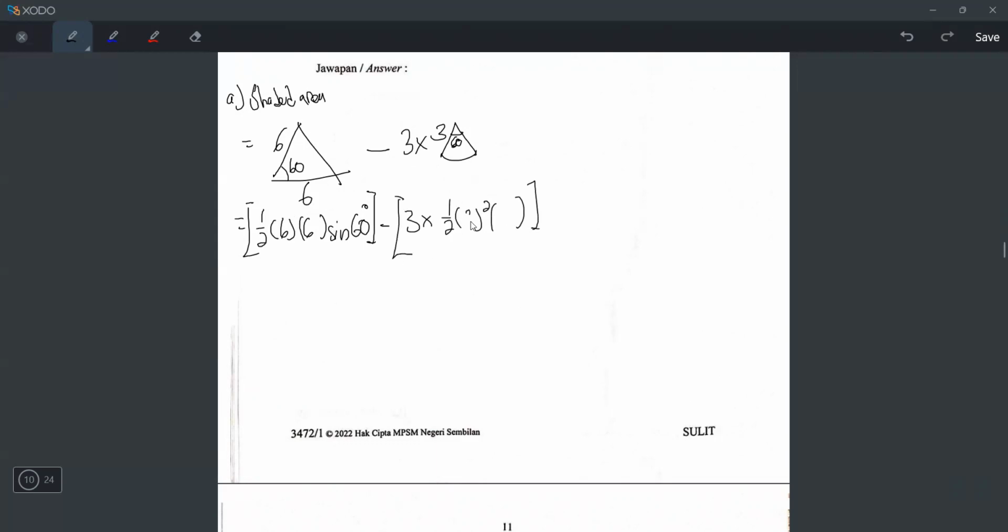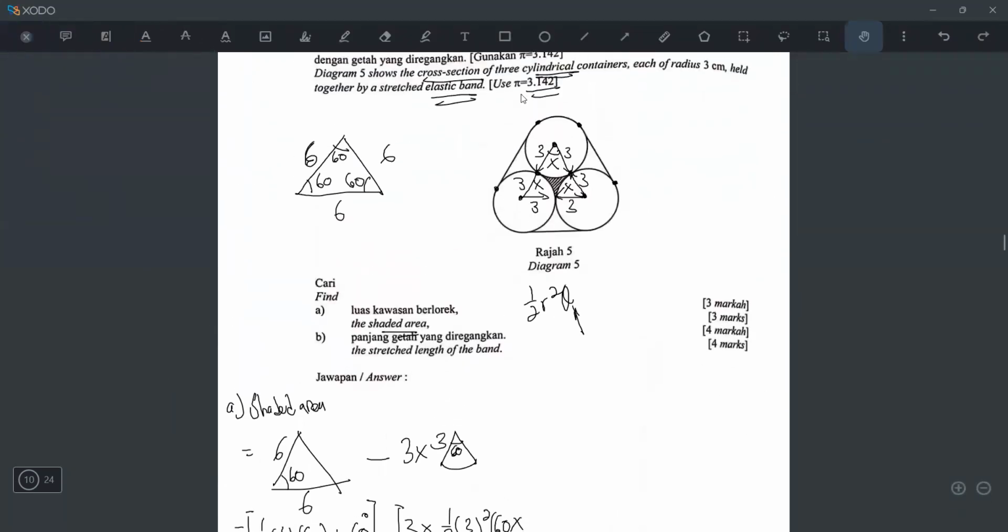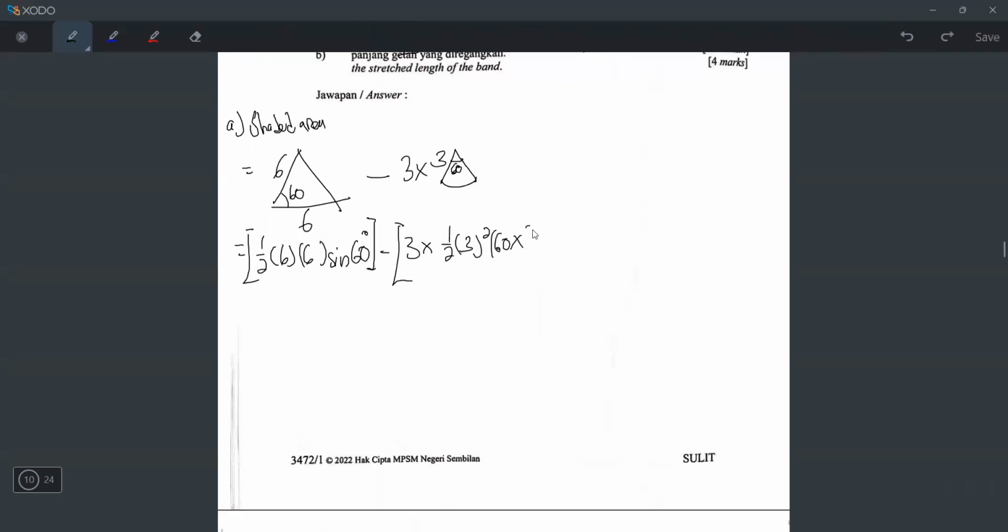So the radius is 3. And then the angle has to be 60 times with what? Times with pi divided by 180. Did they mention what pi to use? Yes, 3.142. So let's just follow: 60 times 3.142 divided by 180. And I believe if you press everything, you will get the answer.